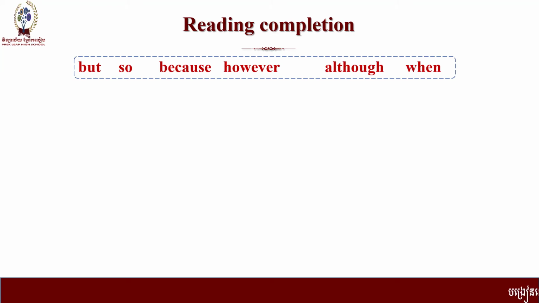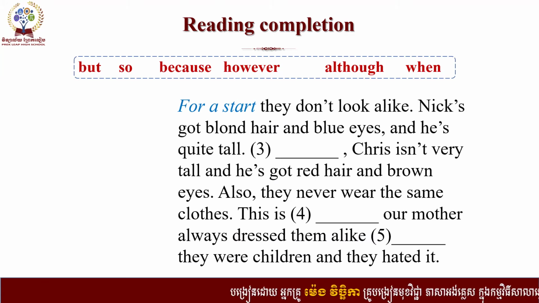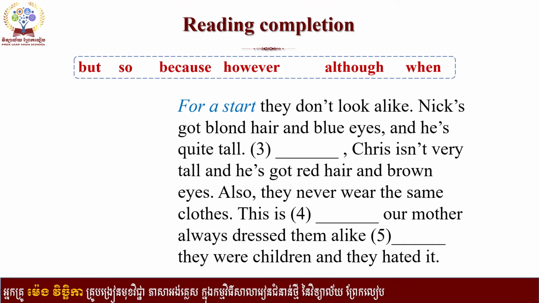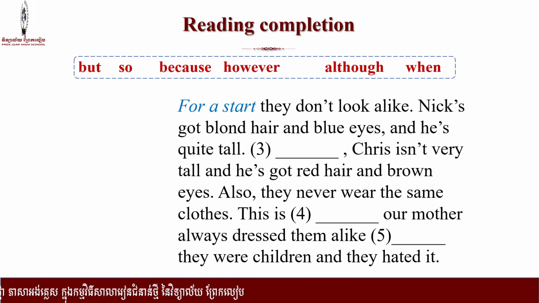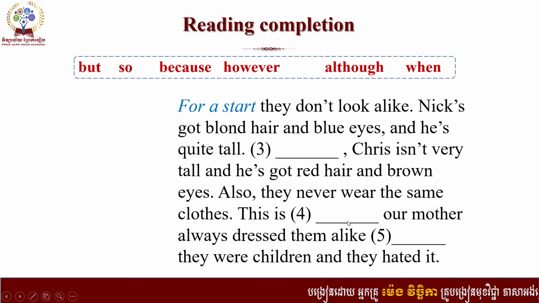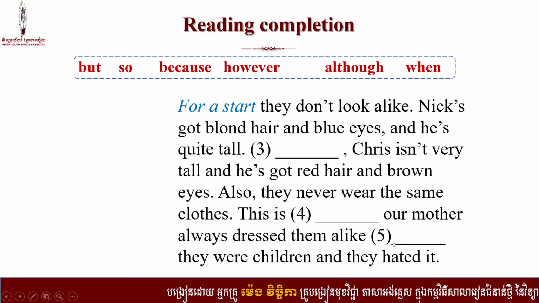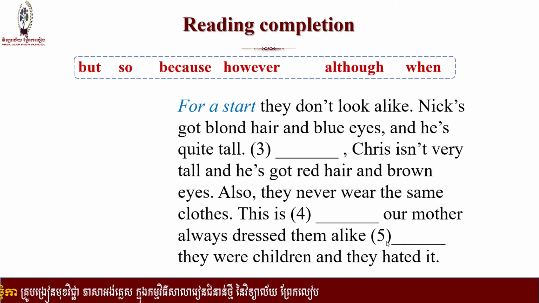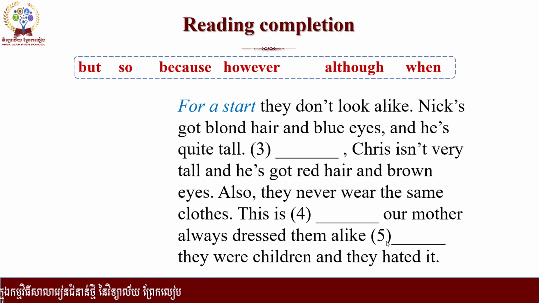We talk about the same linking words that you have to complete in the sentences. Okay, so for a start, they don't look alike. Nick's got blonde hair and blue eyes, and he is quite tall. And we have number three. Chris isn't very tall, and he's got red hair and brown eyes. Also, they never wear the same clothes. This is what our mother always dressed them like. Okay, and number five. They were children and they hated it. Okay, so we have three spaces where you have to complete the linking words.